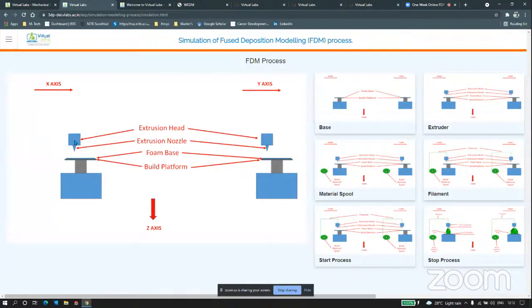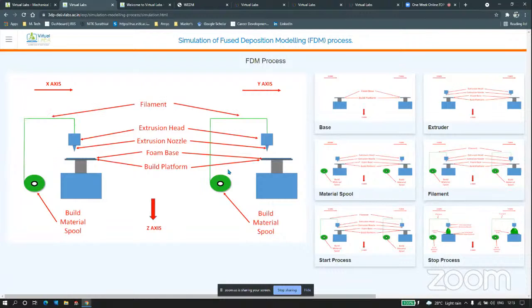So next thing is the extruder. The extrusion head should be heated to get the filament out from the extruder. And the extruder end will have a nozzle through which the material will come out. The third is the material spool. Normally it will have PLA, nylon, wood, ABS, etc. Multiple filaments can be used for the FDM process. It will be fed to the extrusion head. From there, through the nozzle, the material will come out after melting.